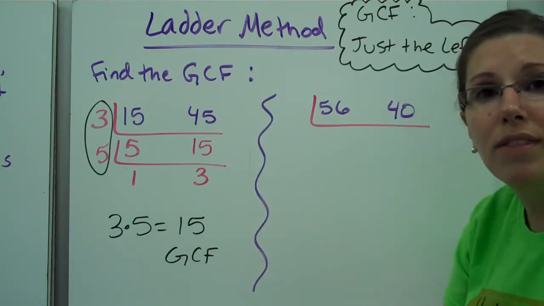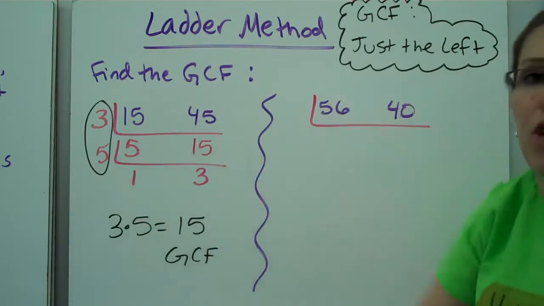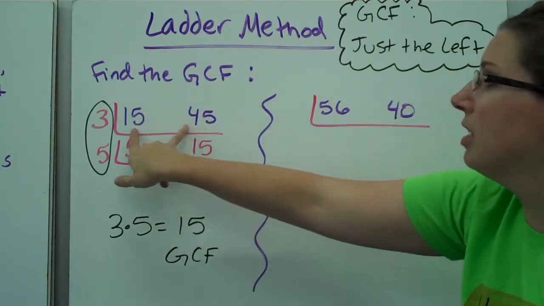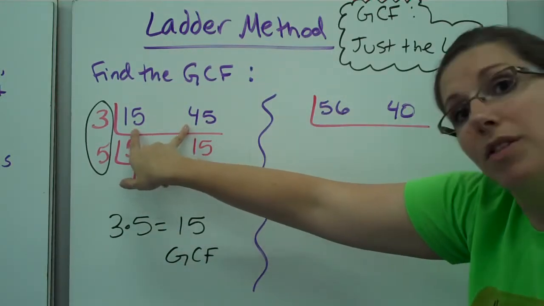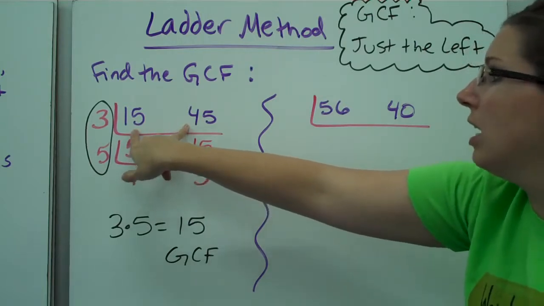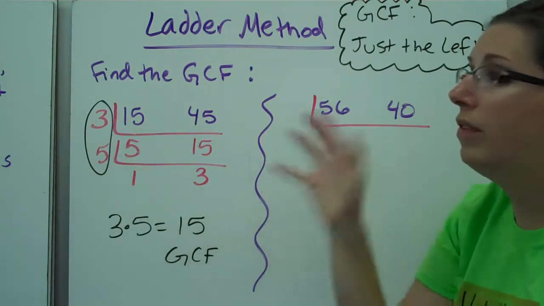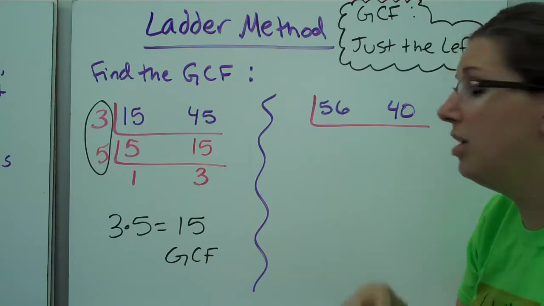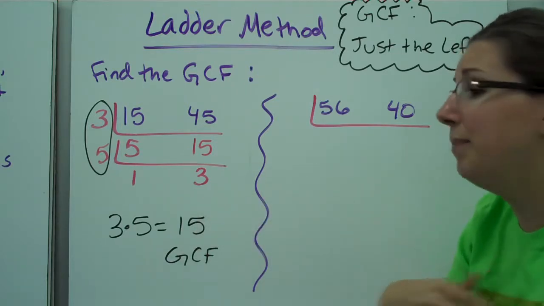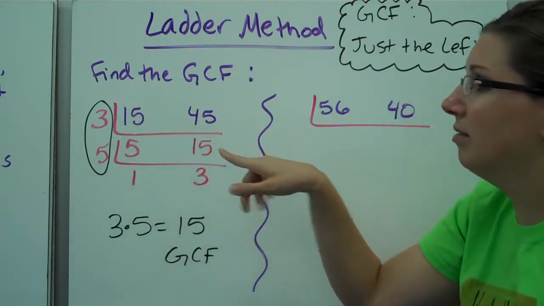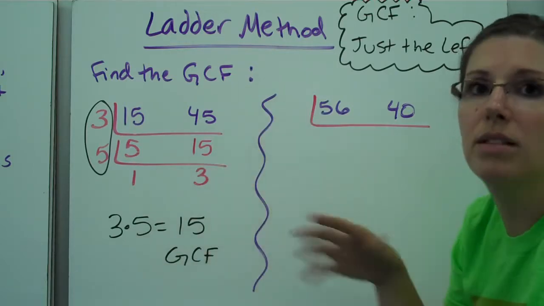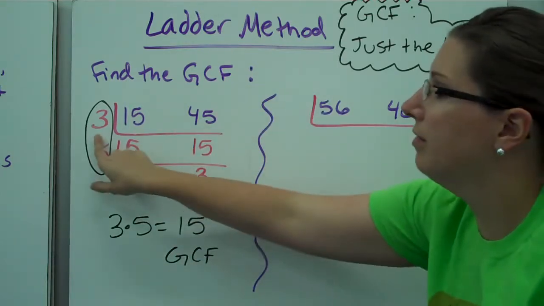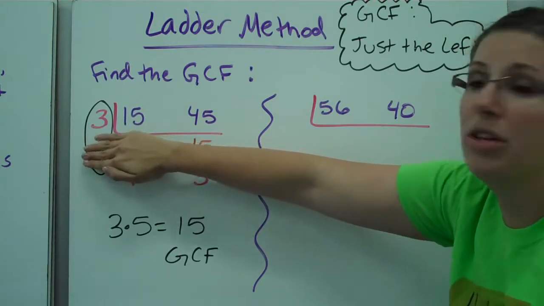The ladder method is sort of like upside down division. I've got my two numbers, 15 and 45. I'm supposed to find the GCF of those. So I'm going to divide out from it a number that I know that they have in common. So I drew an upside down division bar, also known as one of my ladders, and I'm going to divide out of these two numbers a 3.